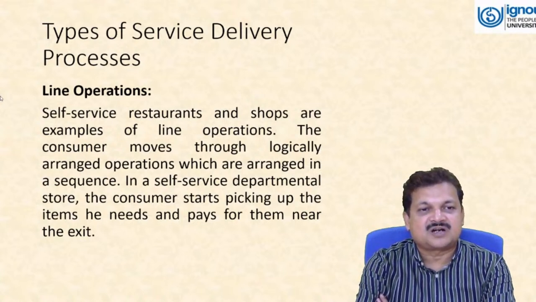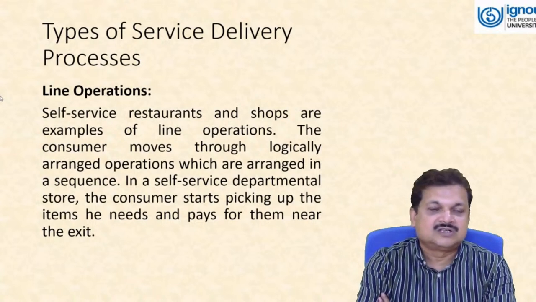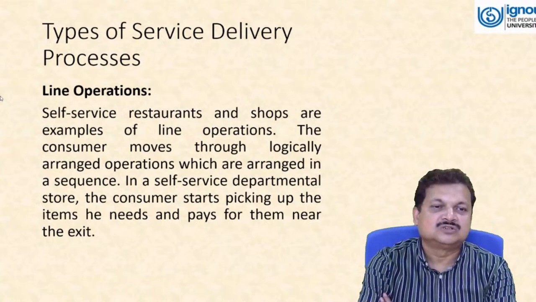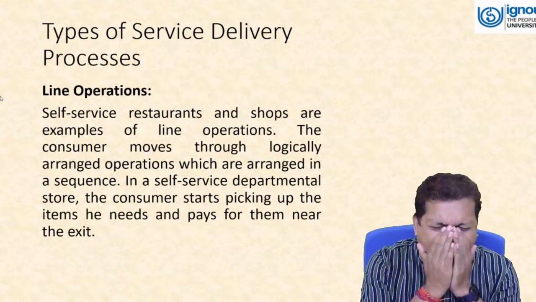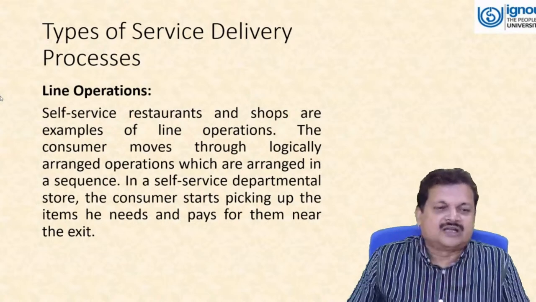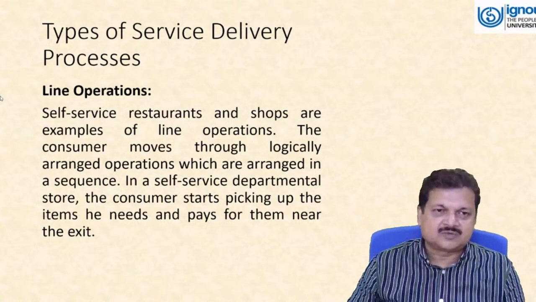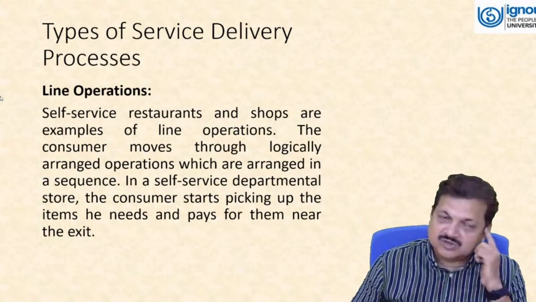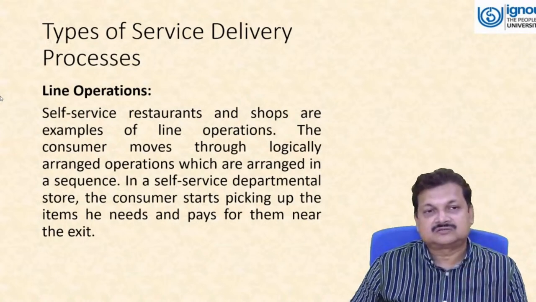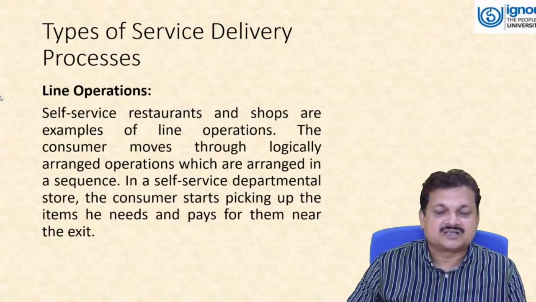In self-service department stores, the consumer starts also. In a self-service department store, they are taking bags and putting different items in the bags. And finally, they are in a queue for the final payment for the products they have purchased. So these are all coming under line operations. So by line operations, services are available one by one, and you maintain one sequence to collect the product or services.